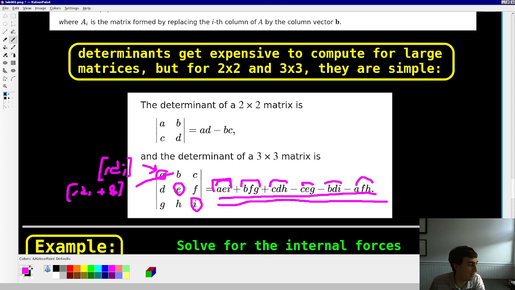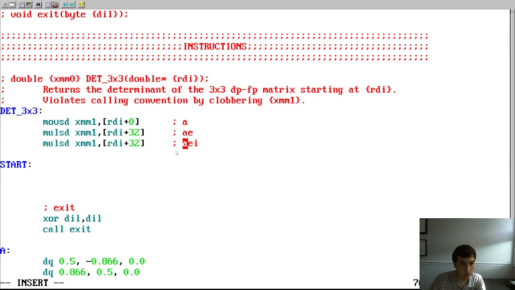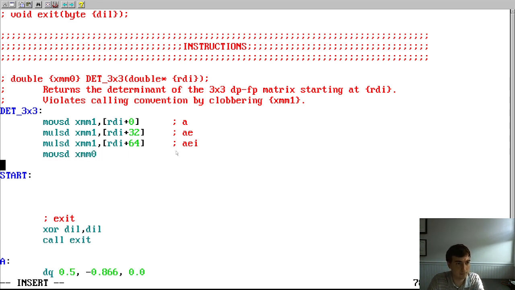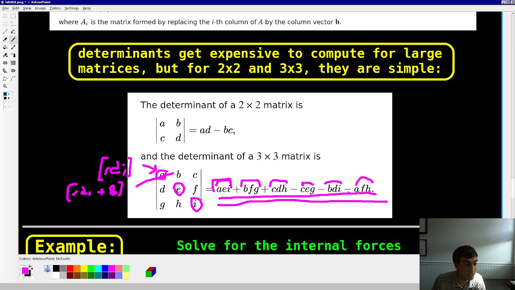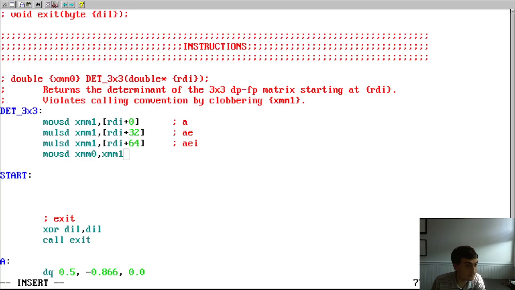And then once I have that, by the way, I is that address, 64, it's the last one. And then we're going to just move that value into XMM0. So XMM0, XMM1. We're gonna save that term, that multiplication is just gonna be XMM0. That's gonna give us our first part of this running sum in XMM0.